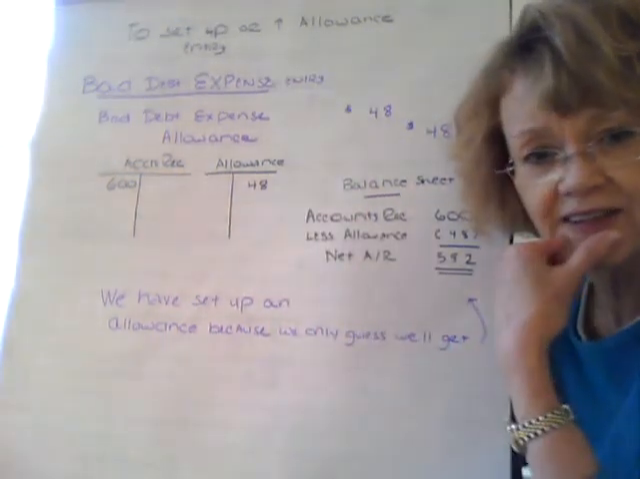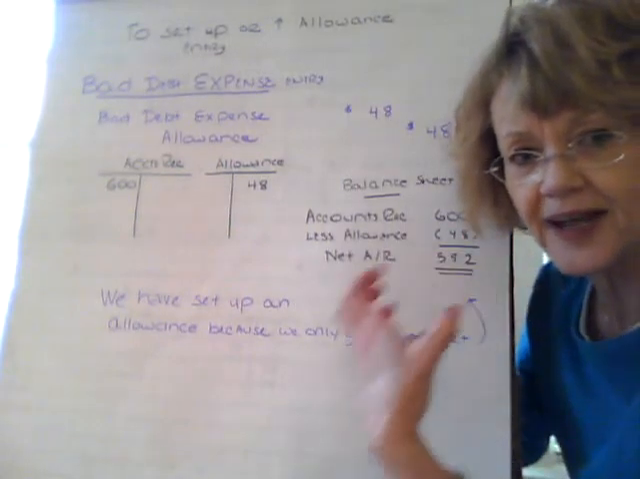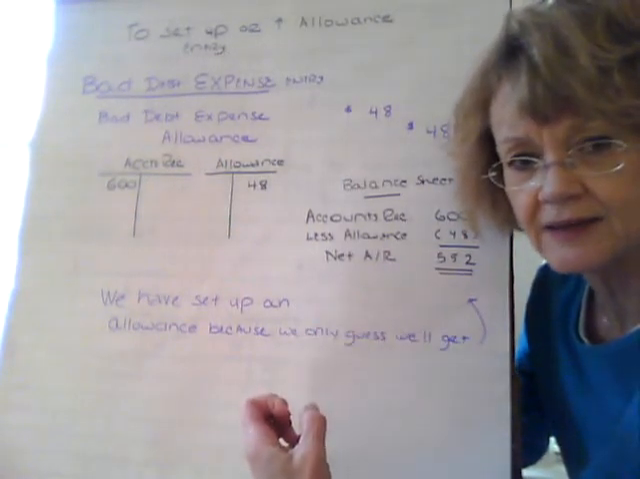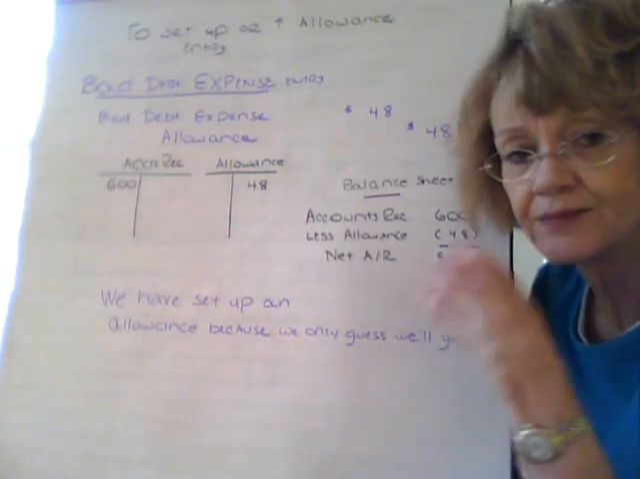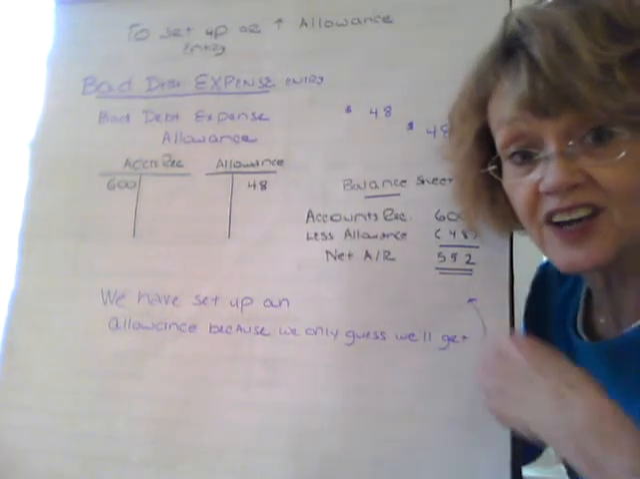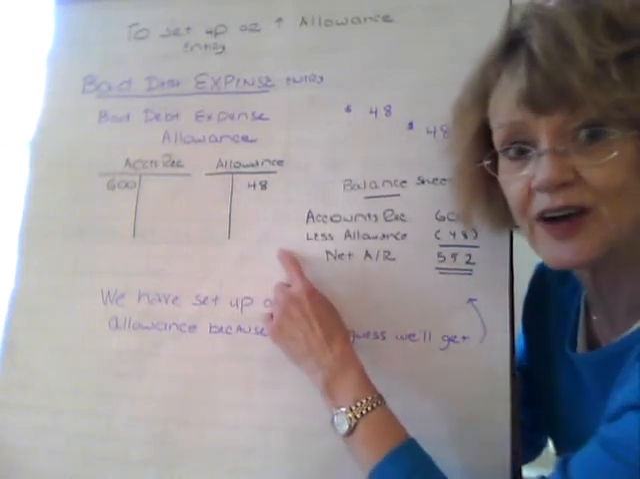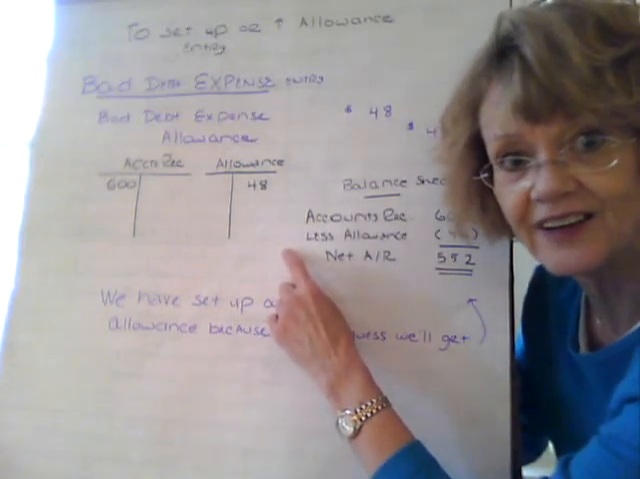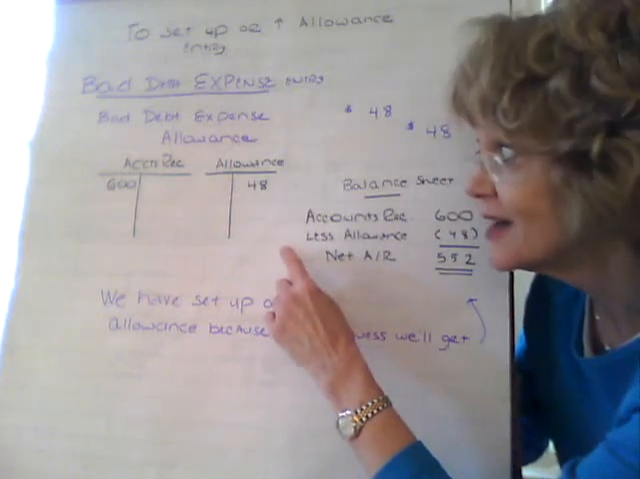Have we seen anything like that before? Something that tags along with an asset, but has a different balance, not a debit balance? Right. Accumulated depreciation does, doesn't it? This is a contra asset. Again, here it is. Again, a contra asset.